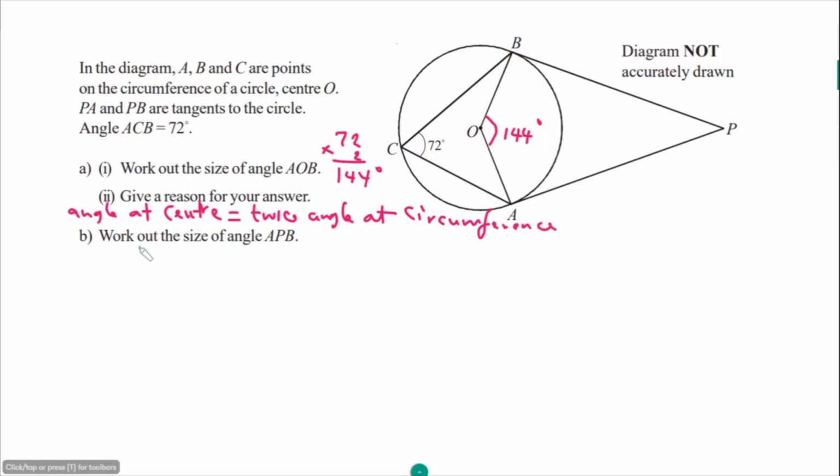Now for question B, it says, what is the size of angle APB? APB is actually the angle here, so we will look at this angle. Now, to find angle APB, we have been told that this tangent and this tangent meet at P. Remember the theorem that when two tangents are drawn to meet at a point, the tangents are equal. So this length of the tangent here is equal to the length of this tangent here.